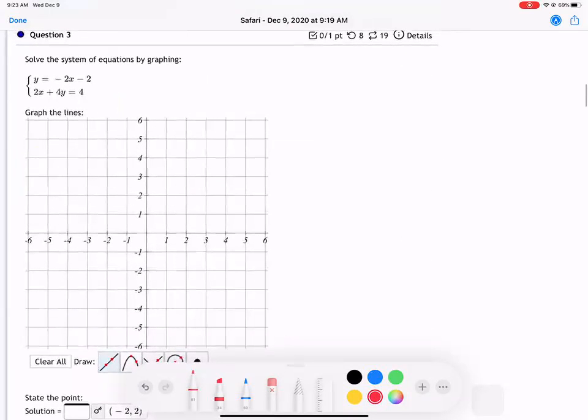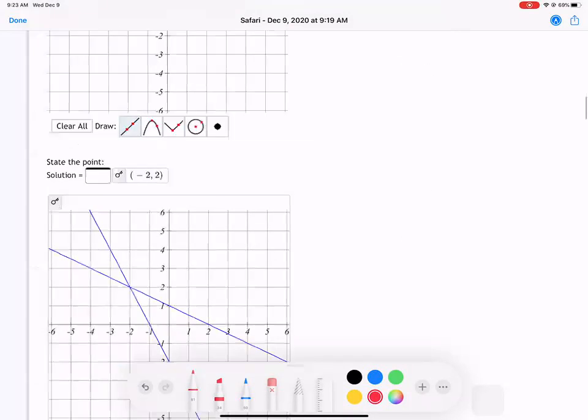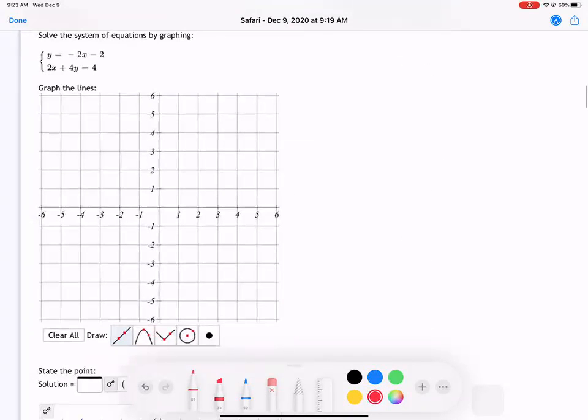Yay. All right. So we can also solve this by substitution. I think I have a substitution one coming up. So y is equal to -2x minus 2. So this is already set up for us. And -2 over 1. Tell me if you need help graphing lines. And the second equation is not set up for us.